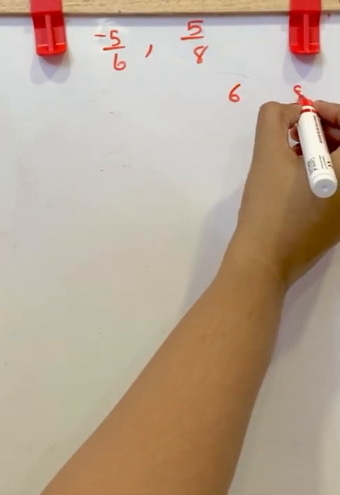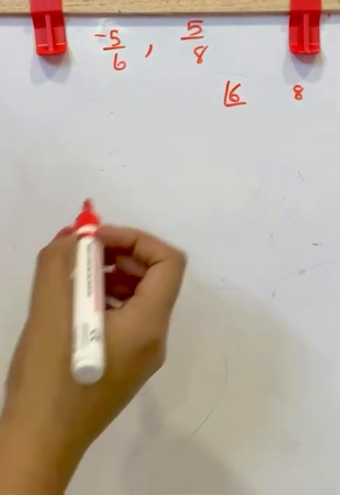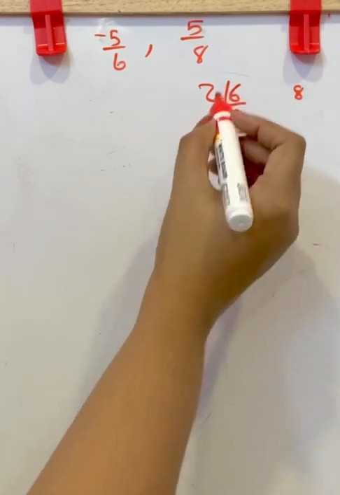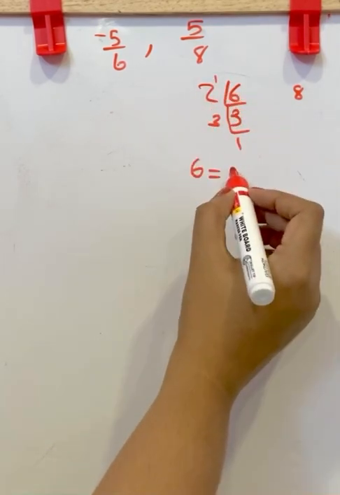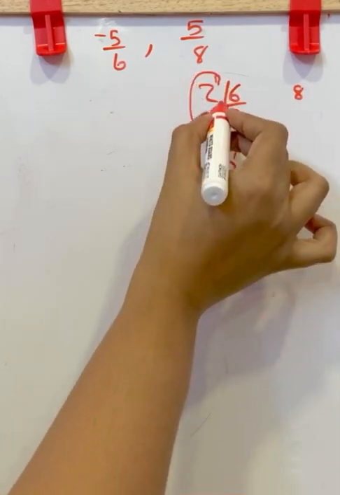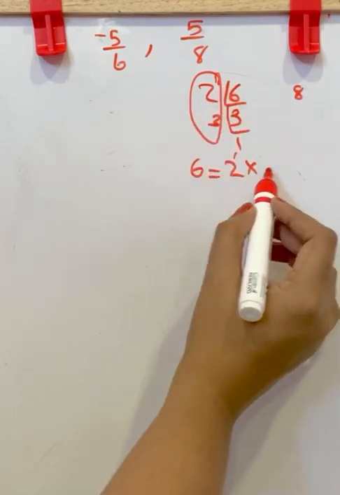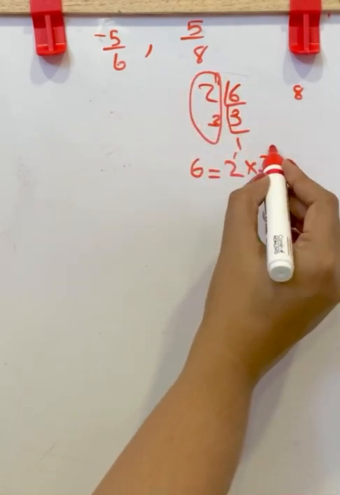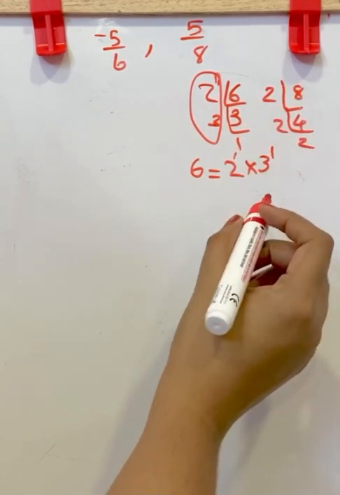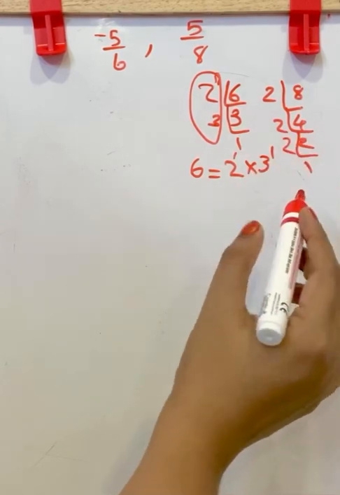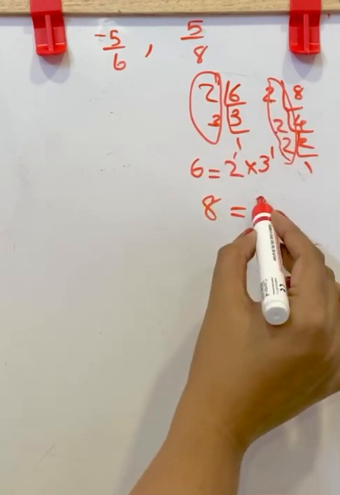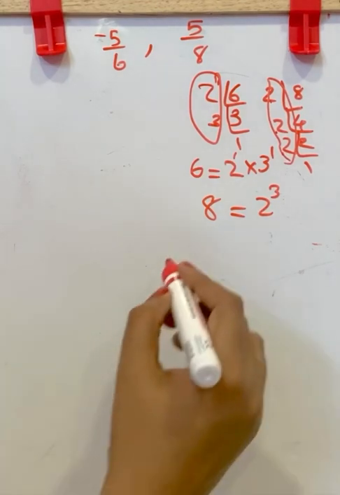Here, 6 and 8. You can factorize these with primes. 2 into 3 is 6. Now 3 ones are 3. So 6 is written as only one 2 is there, so 2 raised to 1 into how many 3s are there? Only one 3. To factorize it, only consider this part: 2 into 3 raised to 1. And 8, how will you write 8? 2 4s are 8, 2 2s are 4, and 2 1s are 2. So 8 is equal to 2 into 2 into 2, that is 2 cube.